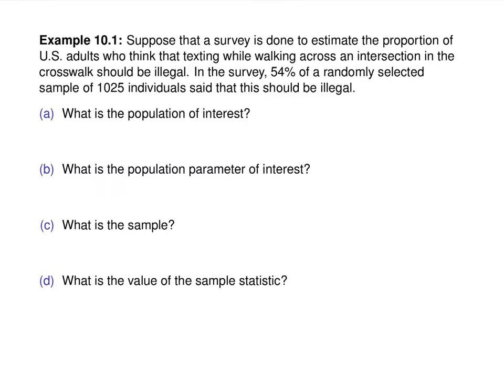Okay. Suppose that a survey is done to estimate the proportion of all U.S. adults who think that texting while walking across an intersection in the crosswalk should be illegal. In the survey, 54% of the randomly selected sample said that this should be illegal. So who do we care about? All U.S. adults, because we don't care what teenagers think.